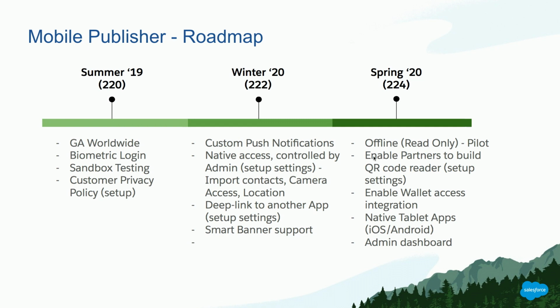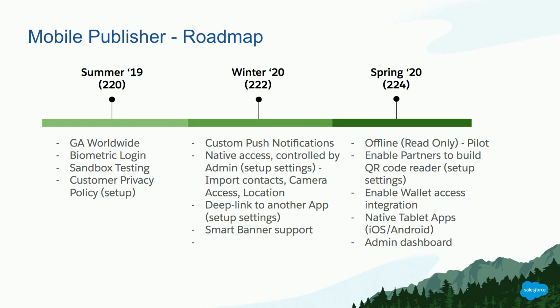Summer 19, which is pretty much a couple of weeks away, we are going GA worldwide. As of Spring 19, we were GA in North America and Europe, but now we are extending this worldwide. You'll have biometric logins as well, so starting Summer 19 you can use fingerprint and Face ID to log into the app. And Sandbox testing, so you can test the app on Sandbox.